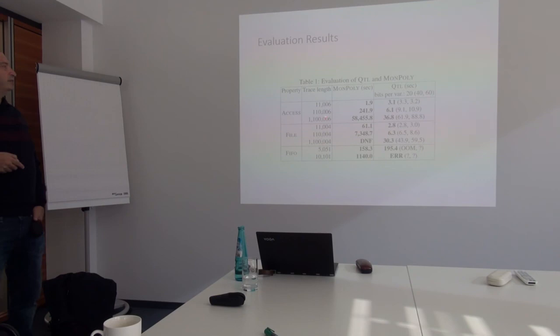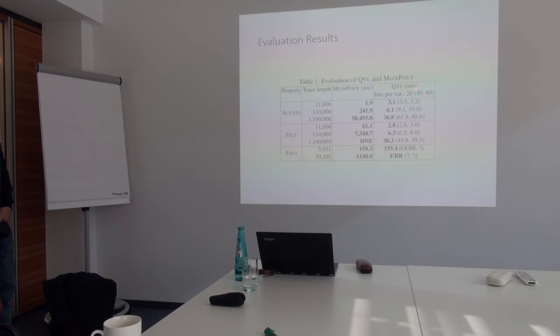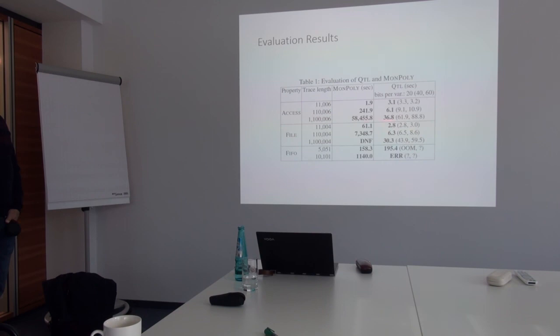And we run it with different trace lengths. These are trace lengths, more than 10,000, more than 100,000, more than a million. And here it's more modest, 5,000 to 10,000 events. And this is the comparison between QTL and Monpoly, where here we use different widths of BDDs. Here Monpoly was quicker, and here we were quicker, and here we were more than 1,000 times quicker.